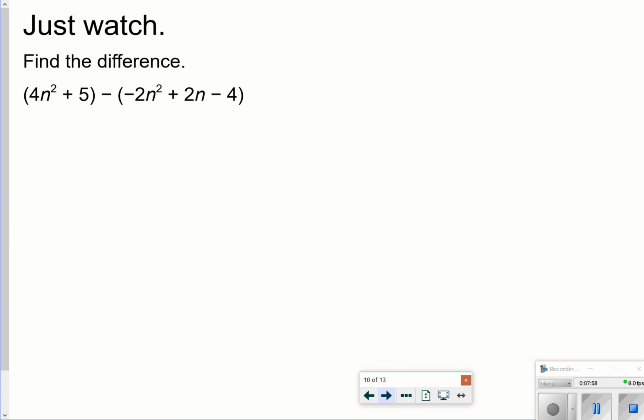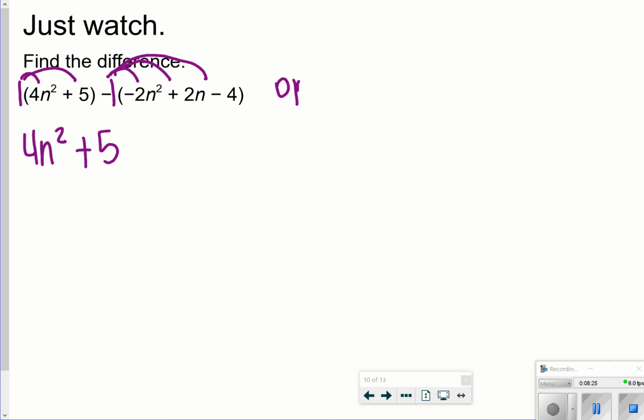The next example you're probably going to see in your homework is how to find the difference. And this one's a little bit different, pun intended. You're still going to distribute a 1, which is a normal 1, in the first polynomial, or this binomial. So I still get 4n squared plus 5. But notice what happens next in the second one. Technically, I'm distributing a negative 1, which means everything changes to its opposite.